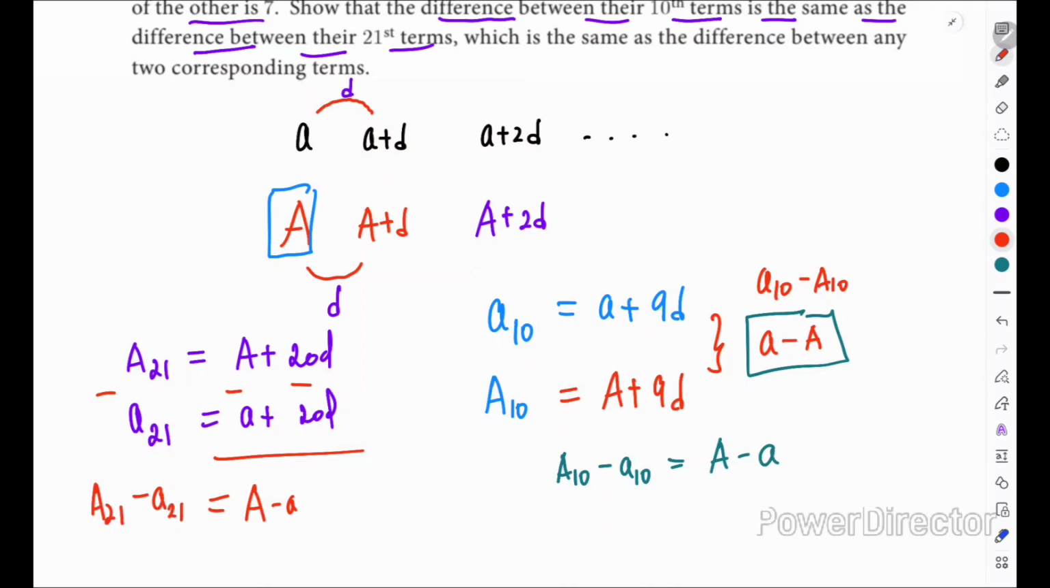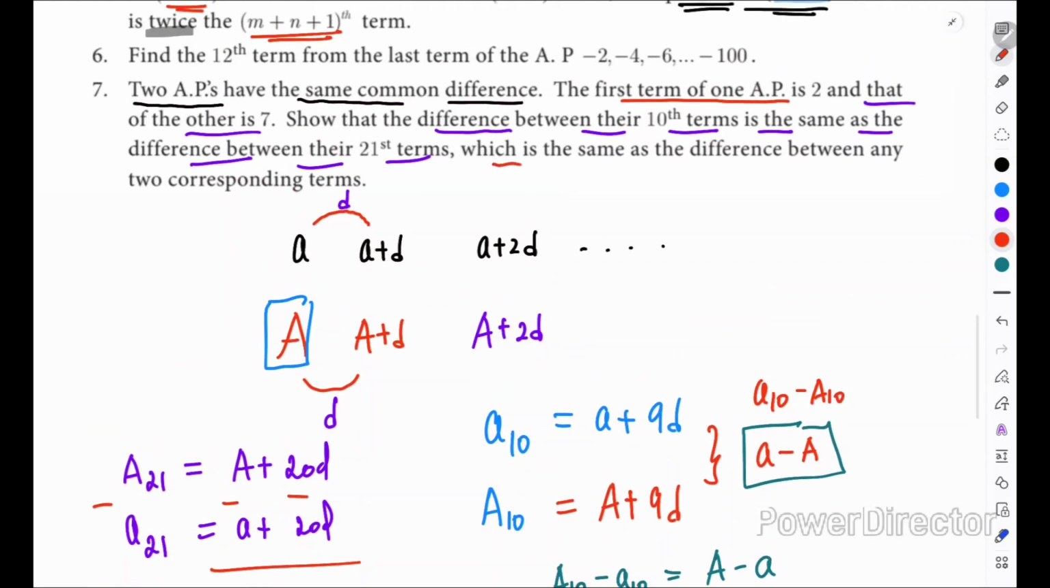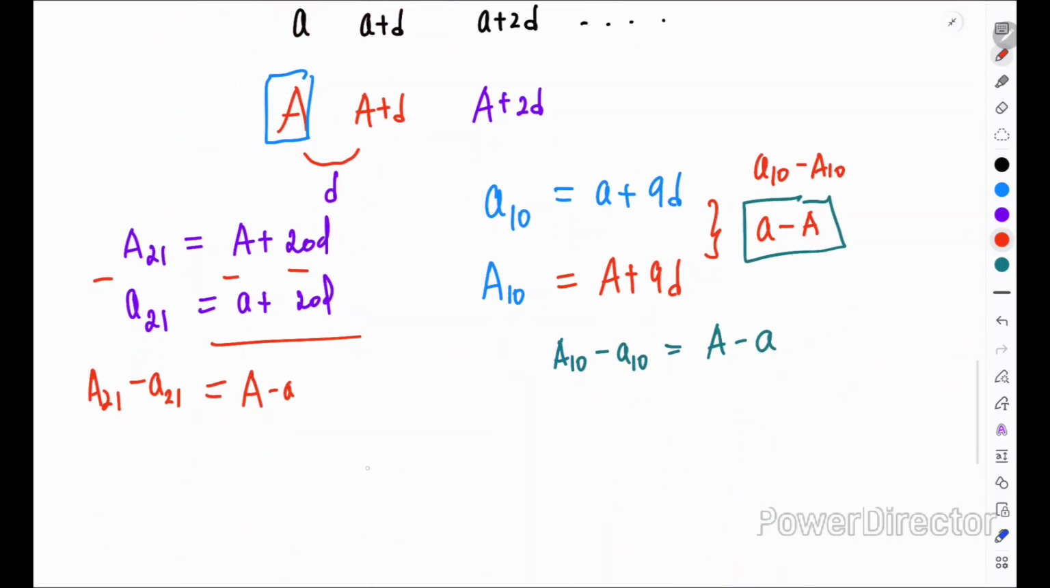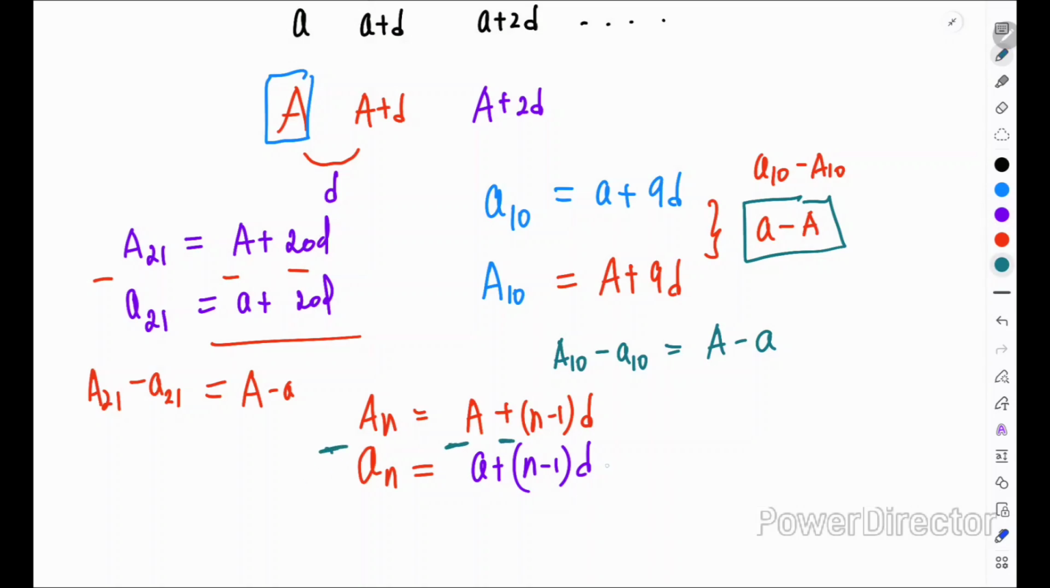I hope you all are able to understand. Now what you can conclude is that it is the same as the difference between any two corresponding terms. Yes, obviously that's right. So how do I write an? I will be writing a plus n minus 1 into d. How do you write capital An? An is equal to capital A plus n minus 1 into d. So if you try to subtract, what will happen? Basically these two terms are going to vanish. So you get an minus An is nothing but a minus A. Yes. So what is the difference? 7 minus 2, that's nothing but 5. Yes. Thank you all.